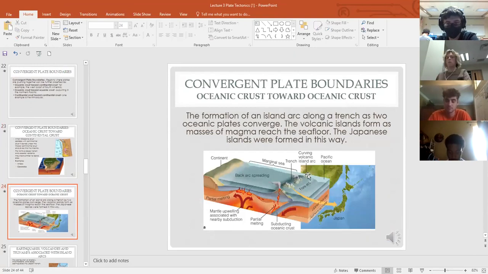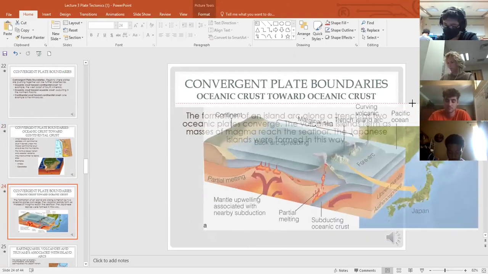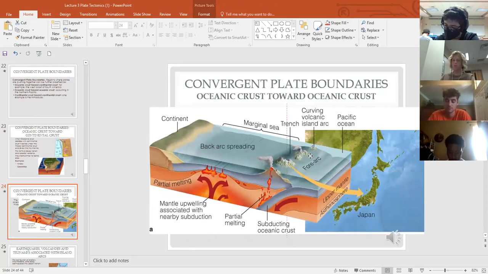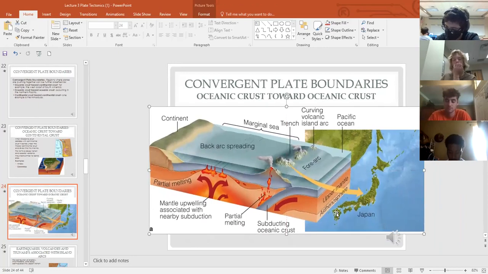Another example is ocean to ocean. This is how Japan formed. There's your island arc. You have a trench off the coast. There's your trench right there where it forms. Your volcanic islands. A marginal sea, Caribbean's a marginal sea. It's a sea between your island arc and the continent.